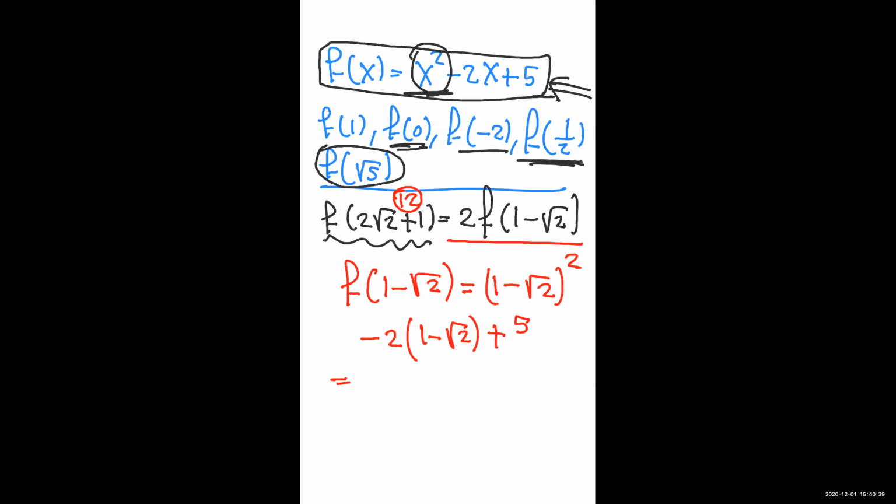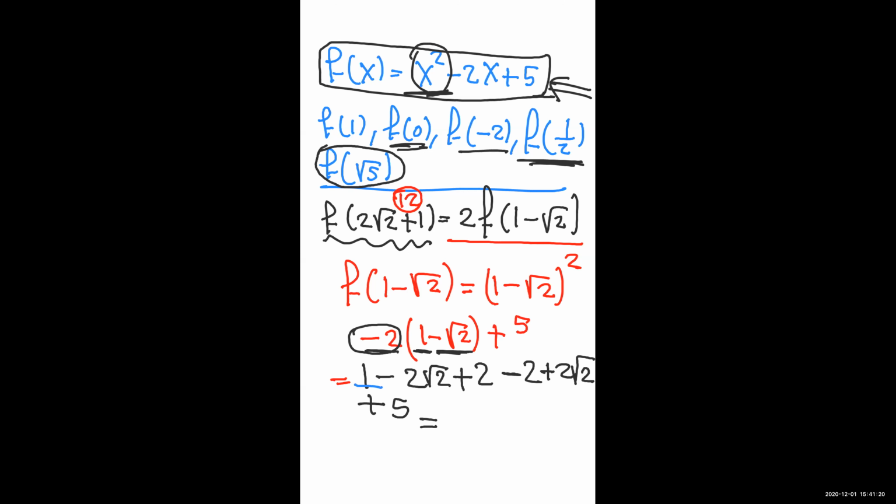Okay, so it will equal (1 minus the square root of 2) squared. It will equal the first term squared, so 1 squared means 1, minus 2 times the first times second, 2√2, plus second term squared, square root of 2 squared means 2. Then negative 2 times 1, so negative 2. Negative 2 times a negative square root of 2 means positive 2√2. And finally, plus 5.